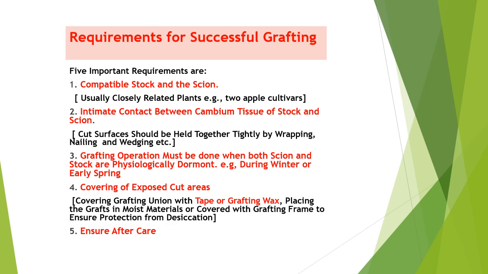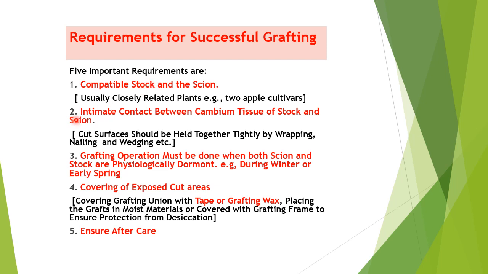So what are the requirements for successful grafting? The 5 important requirements are: first and foremost, there should be a compatible stock and scion. The compatibility is very important. They should usually be closely related plants, for example, 2 apple cultivars. So a compatible stock and scion is a must.